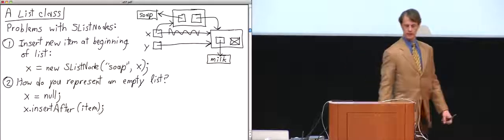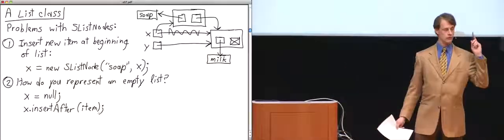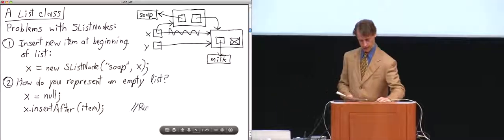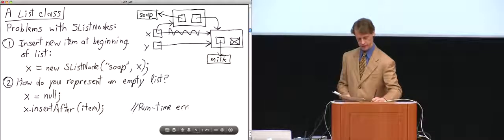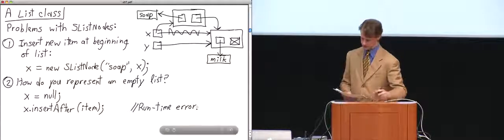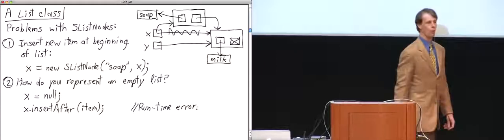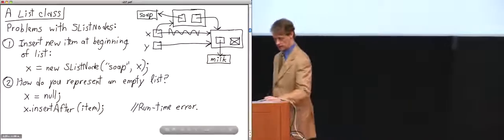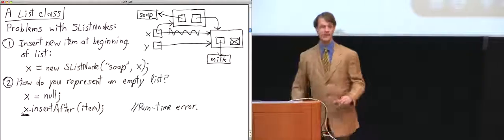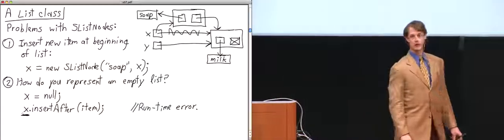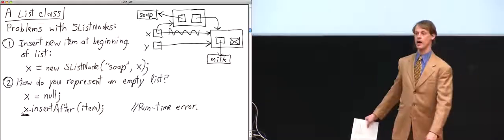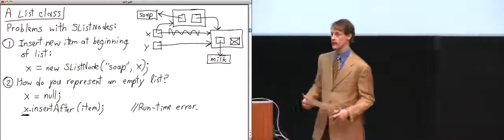Well, if you do that when X is null, you get a runtime error. That means your code will compile fine, but when you actually go to run it, it throws a null pointer exception. Why is that? You just can't call methods on null. So if X is null, when you say X dot anything, you get a null pointer exception. You just cannot do null dot anything in Java. It always gives you an error.